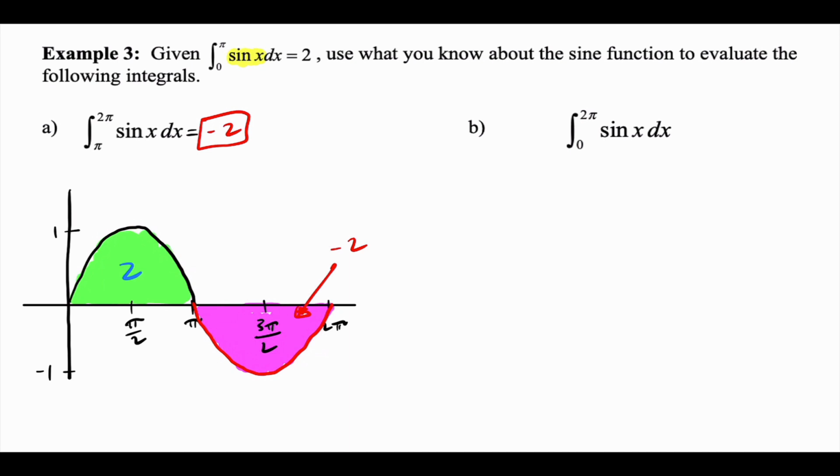So what would B be? 0. Since we know that they're both exactly the same, but one is positive and one is negative, they're opposites of each other, it has to be 0. They cancel each other out. Okay? Not always going to be the case. It might not be true for cosine, tangent. It might not be true for those, but for sine it is.